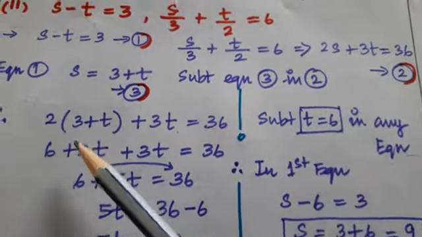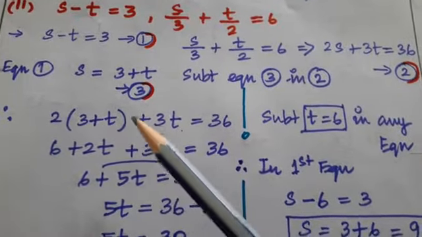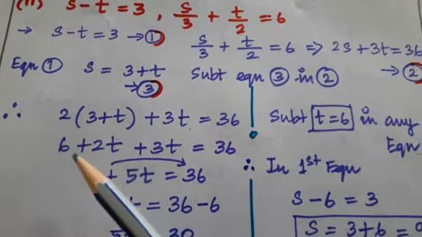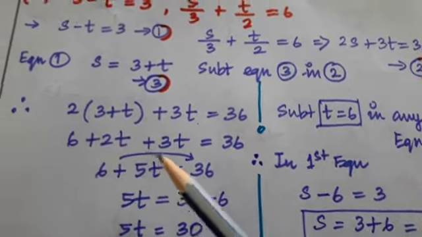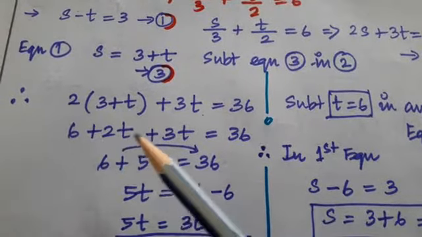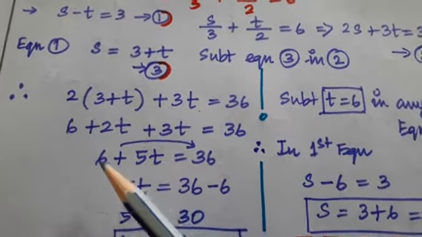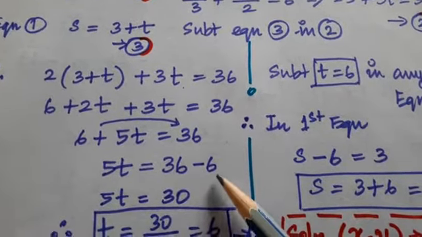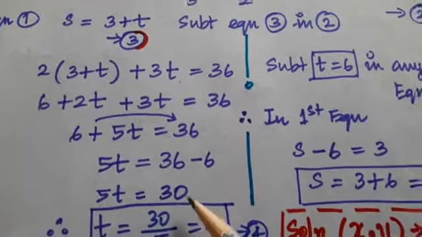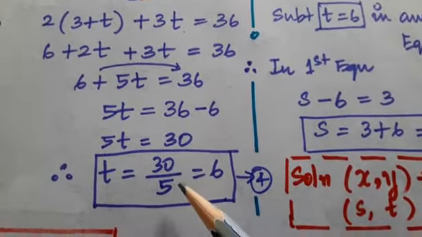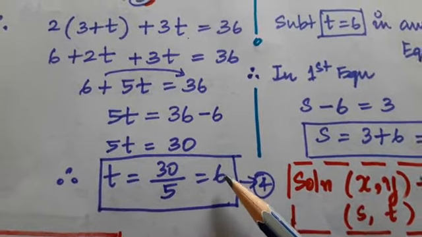So 2 bracket 3 plus t, plus 3t equal to 36. Then remove the bracket: 6 plus 2t plus 3t equal to 36. Then I am simplifying 2t plus 3t, that is 5t. 6 I am taking to the other side. So 5t equal to 36 minus 6, so 5t equal to 30. Therefore t equal to 30 upon 5, you will get 6. T value you have got is 6.